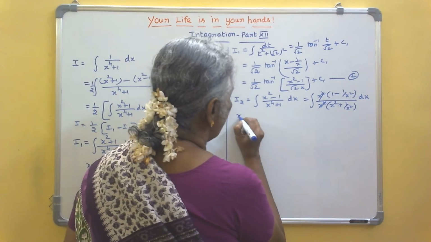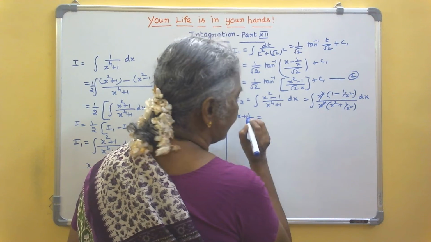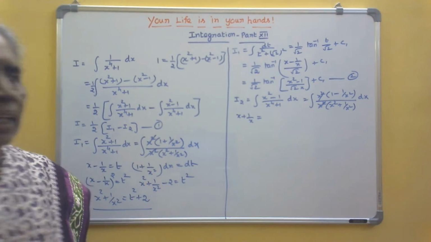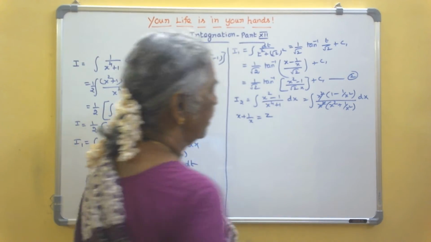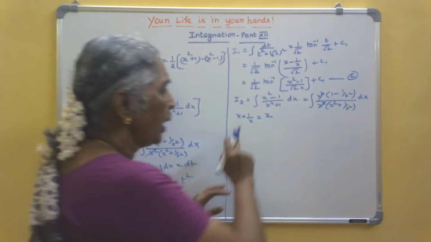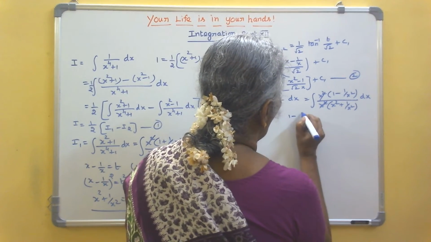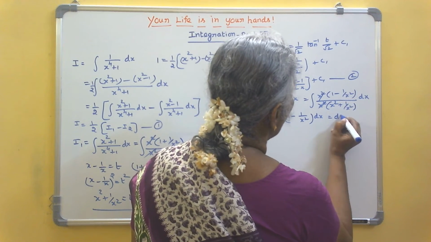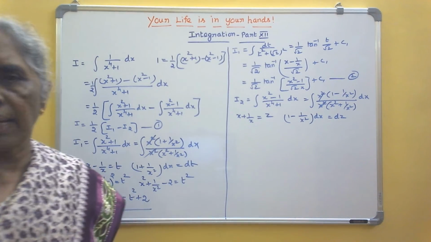So now substitute x plus 1 by x equal to, there you put t. Now let us put some other variable. I will put z. So x plus 1 by x is equal to z. Now if I differentiate, I will get (1 minus 1 by x squared) dx, that will be equal to dz.